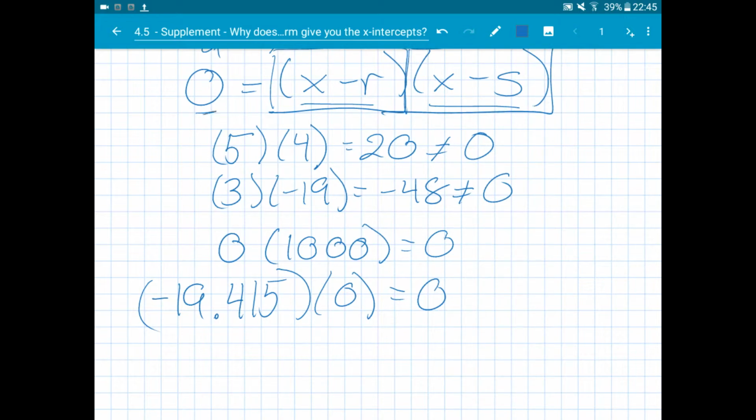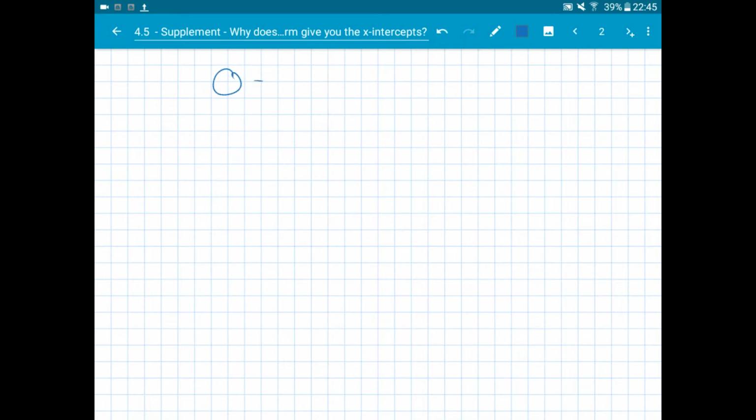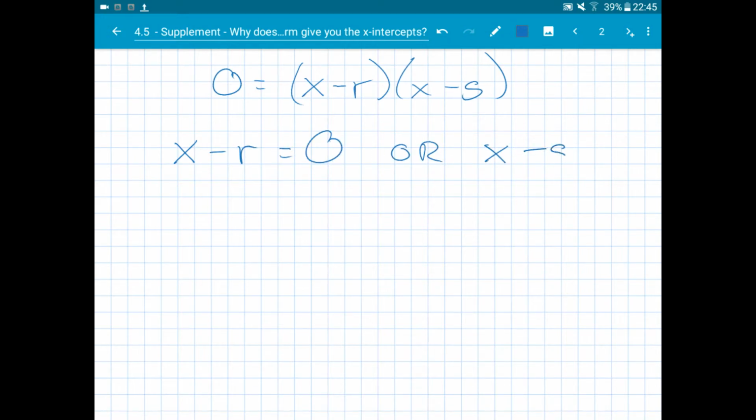And that's only when we cement ourselves down on the x-axis. Okay? So what does that mean for us? Well, we have 0 equals (x minus r) times (x minus s), and we said one of them has to be 0 if we're sitting on the x-axis. So x minus r equals 0, or x minus s equals 0. Now, if we add r to both sides, we get x equals r. And if we add s to both sides on the other equation, we get x equals s.